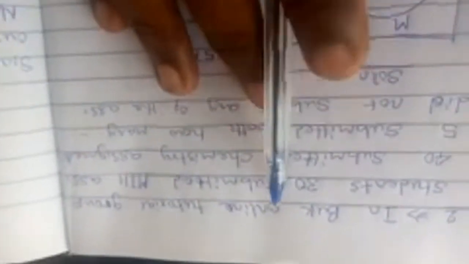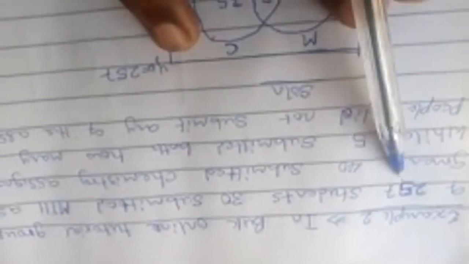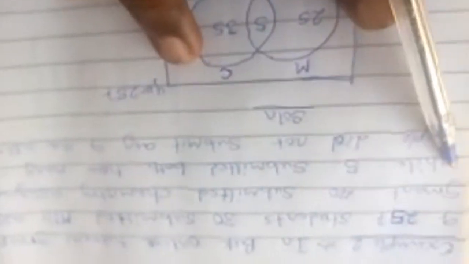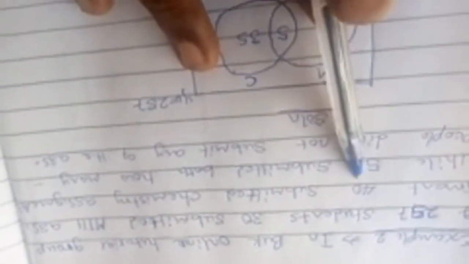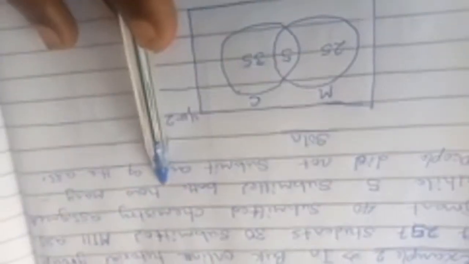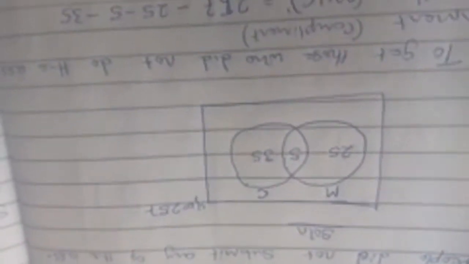Another example says, in BUK online tutorial group of 257 students, 30 submitted math assignment, 40 submitted chemistry assignment, while 5 submitted both. How many people did not submit any of the assignment? So now that means there are some people who did not submit.